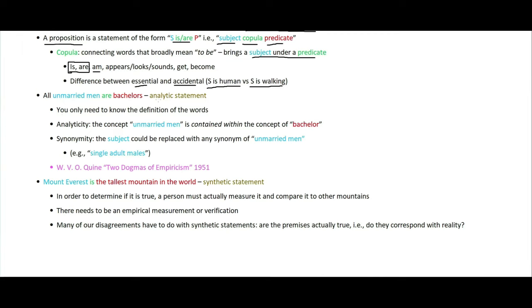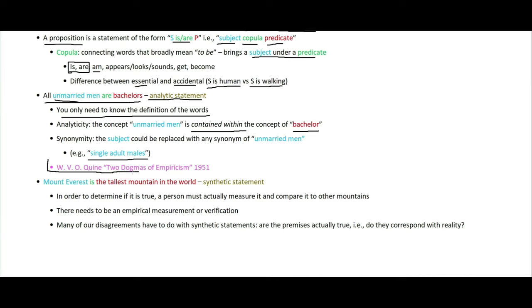An analytic statement would be something like all unmarried men are bachelors. In an analytic statement, you only need to know the definitions of the words to know that this is a true statement. There are different ways that we can think of analytic. There's analyticity, where the concept of unmarried men is contained within the concept of bachelor. Then there's also synonymity, where the subject could be replaced with any synonym. So we could replace unmarried men with a synonym like single adult males, and this statement would remain true.